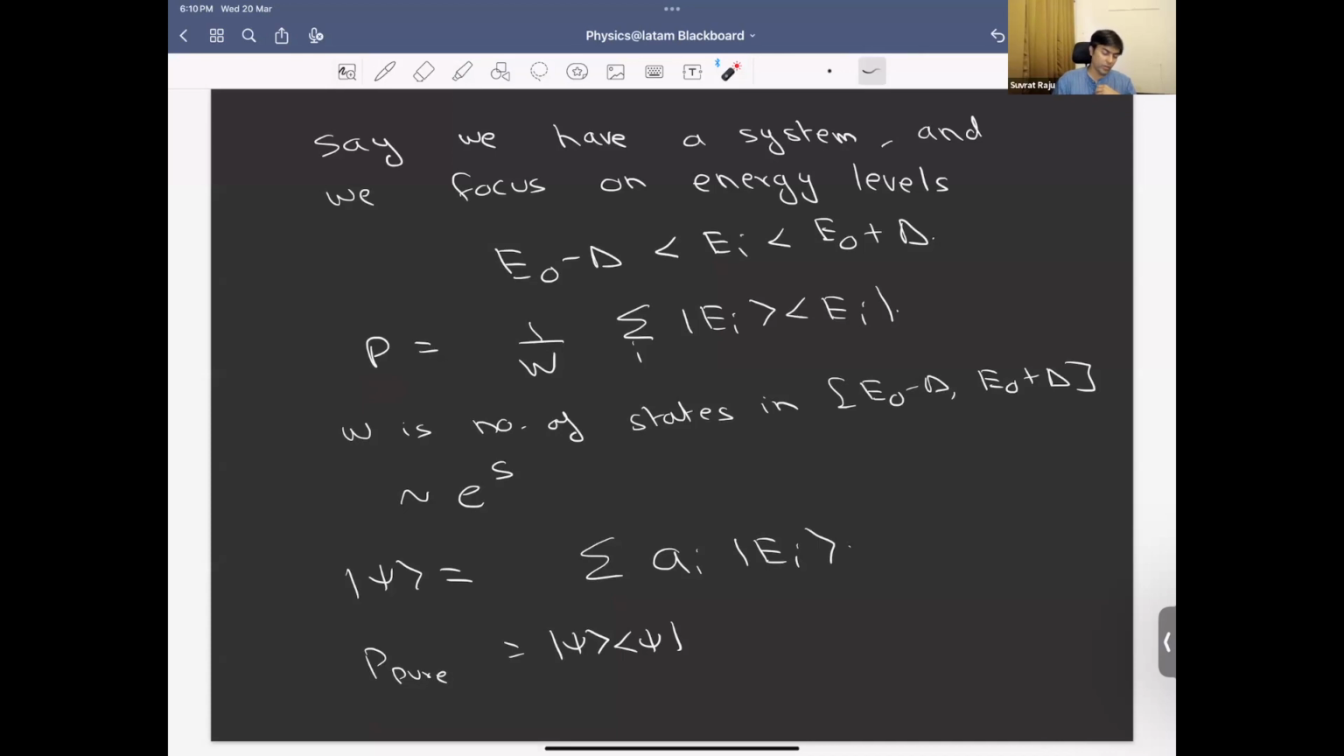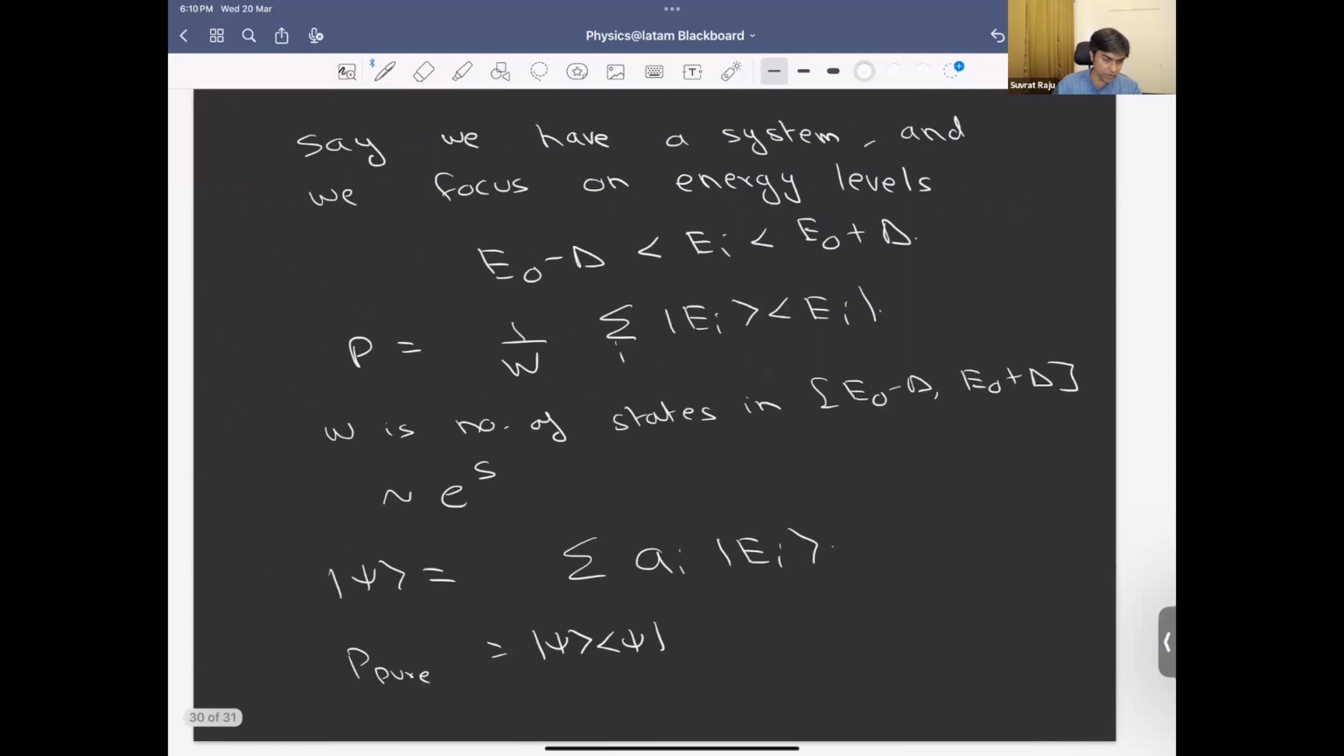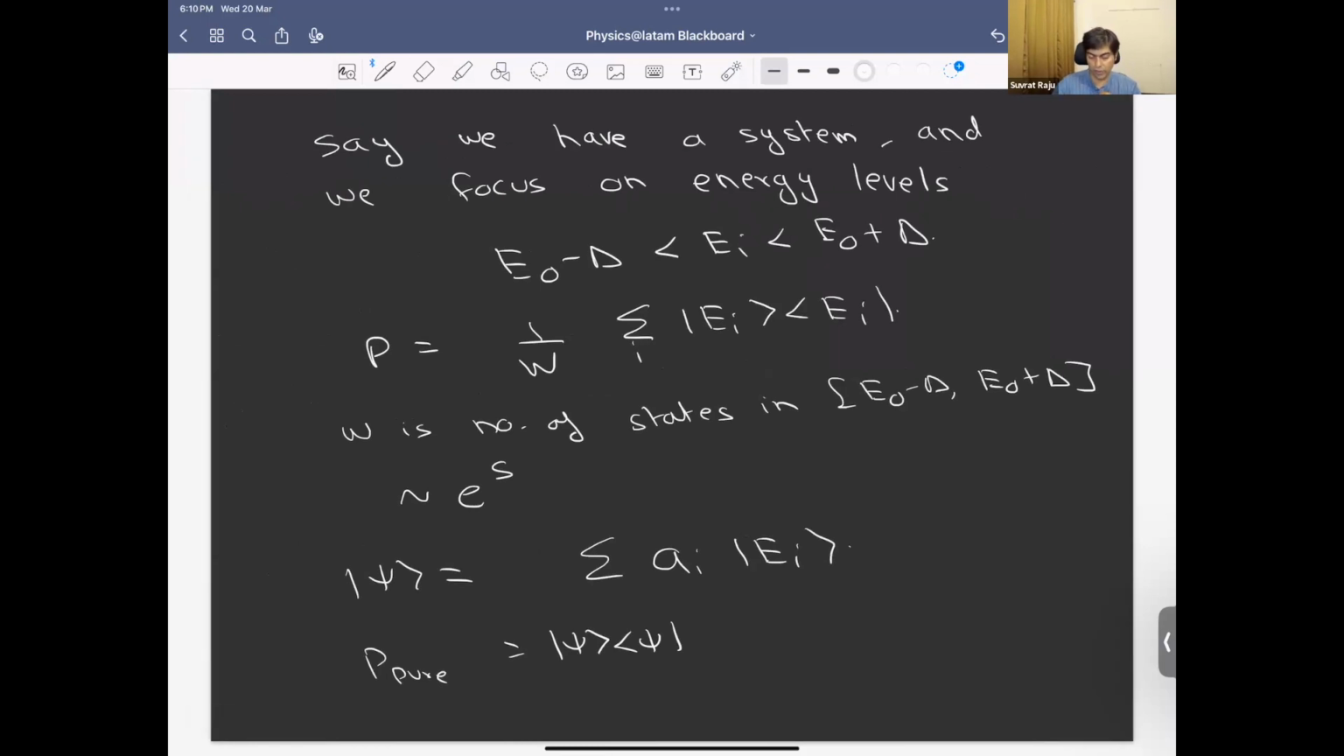So before I ask this question, I need to explain to you what it means. Okay. What does close mean? And the second question I want to ask is, we want to examine typical states. Because you see, there's only one microcanonical density matrix here. This is the unique microcanonical density matrix. You just sum over all energy levels. But here, of course, there are many pure states. I could take one energy eigenstate, or I could take something else, and so on.